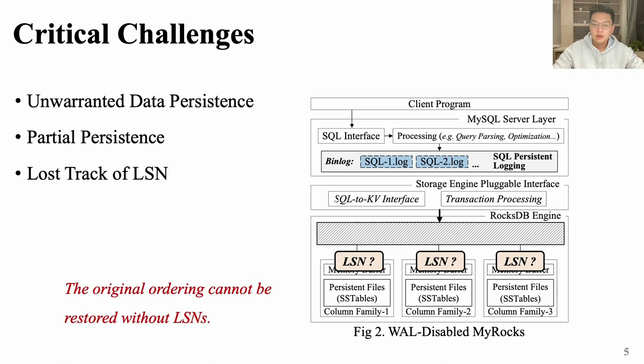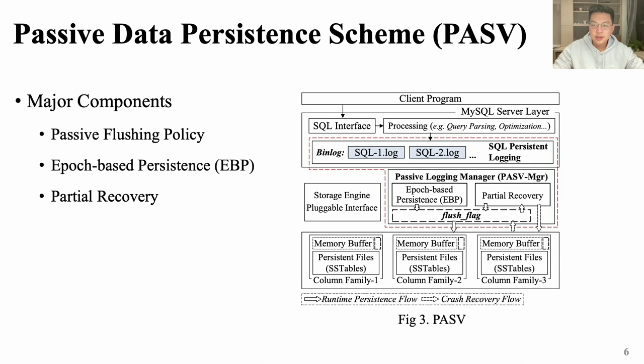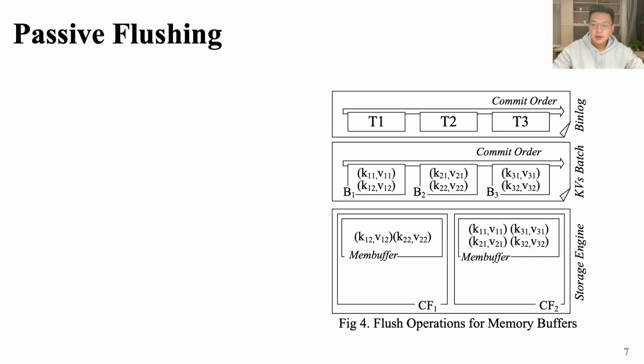To address those critical challenges, we propose a solution called Passive Data Persistence Scheme, or PASSIVE. PASSIVE includes three major components: Passive Flushing Policy, Apple-based Persistence, and Partial Recovery, respectively. The main purpose of passive flushing is to address the partial persistence problem in an efficient way. As mentioned previously, the main difficulty stems from the uncoordinated flushes of the memory buffers of the underlying LSM trees, since modern LSM-tree-based storage engines maintain multiple LSM trees for parallelizing IOs and maximizing the achievable performance.